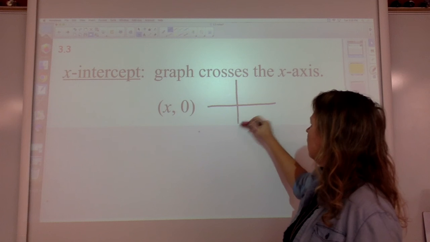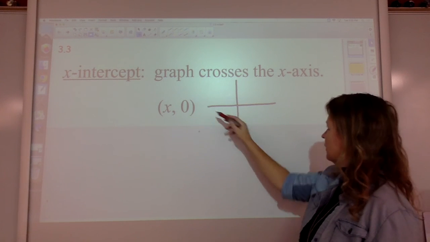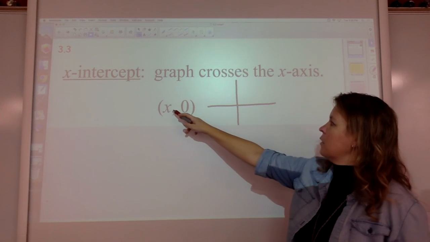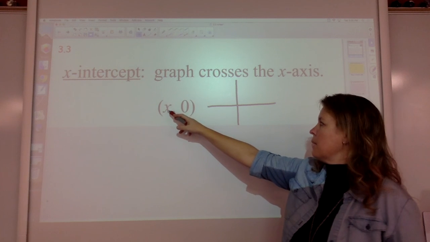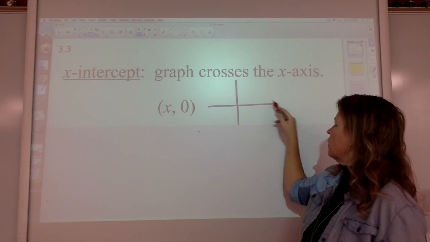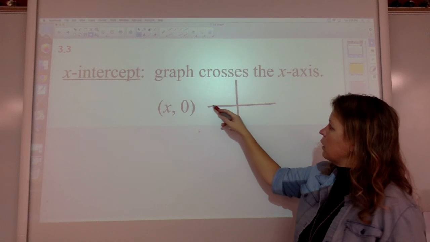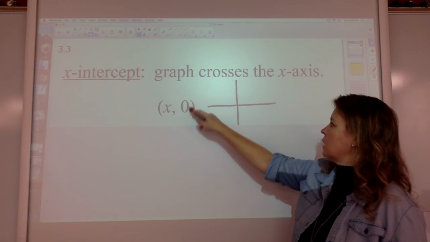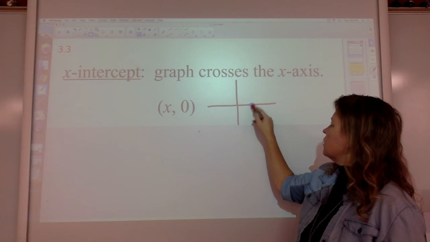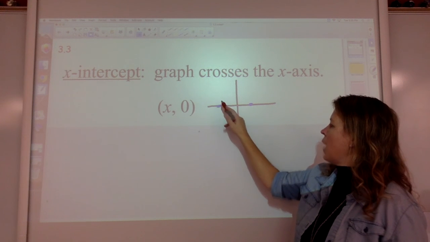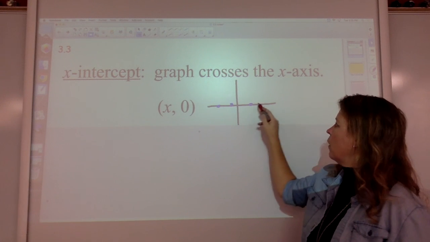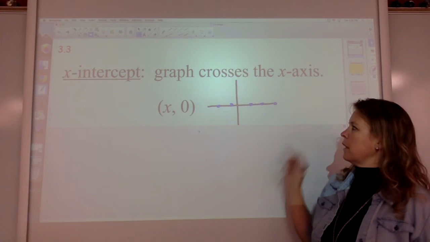If this is our graph, our x-axis goes like this. We can move it any amount that we want. X could be 1 or 2 or 3 or 4 or 5 or negative 1 or 2 or 3 or negative 5, but it goes up and down 0. So if any coordinate has a 0 in the y, it means that it's going to be on the x-axis.